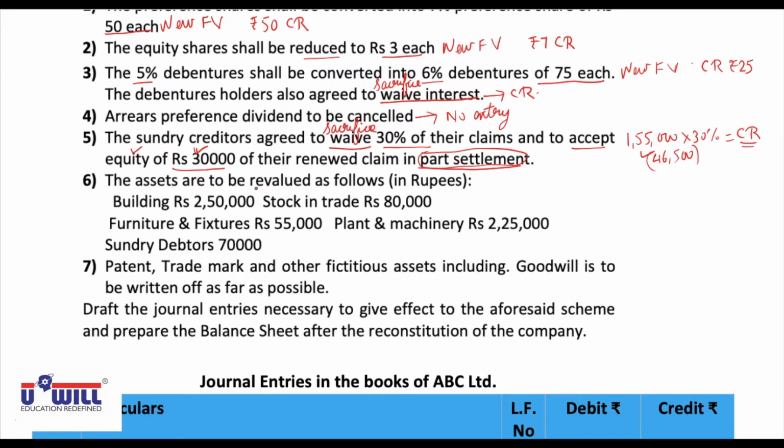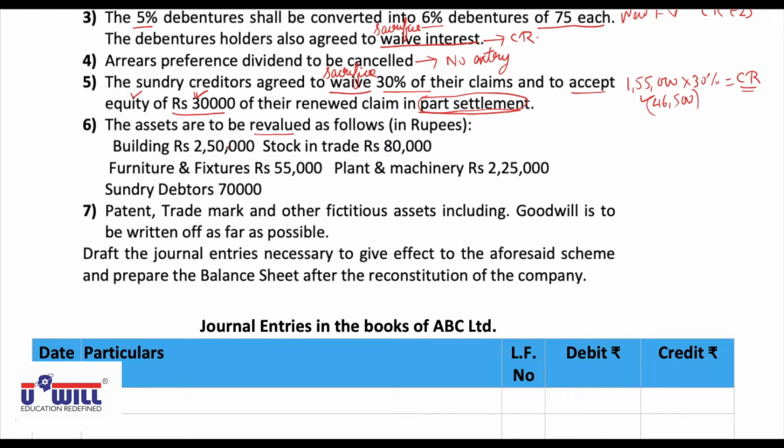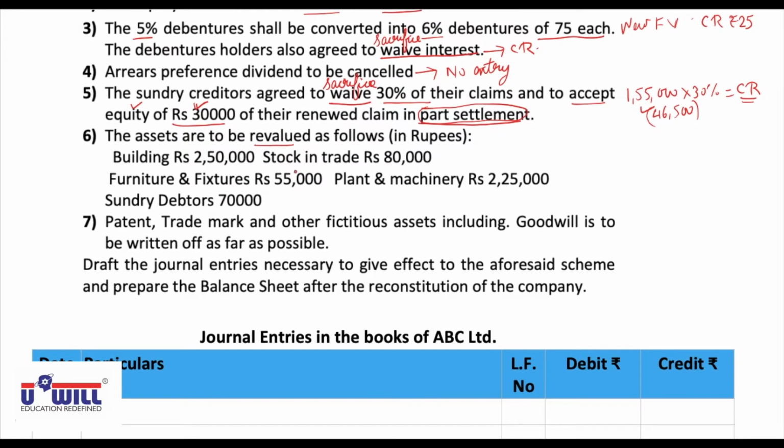The assets are to be revalued as follows. Now whenever assets are revalued, bifurcate them into two categories: which assets' value is going up and which assets' value is going down. Because if any asset's value is going up, it will be transferred to capital reduction. If it is going down, capital reduction will be utilized to write it off. I repeat, if any asset's value is going up, it will be transferred to capital reduction, that's a profit. If any asset's value is going down, then capital reduction will be utilized in writing off those assets.